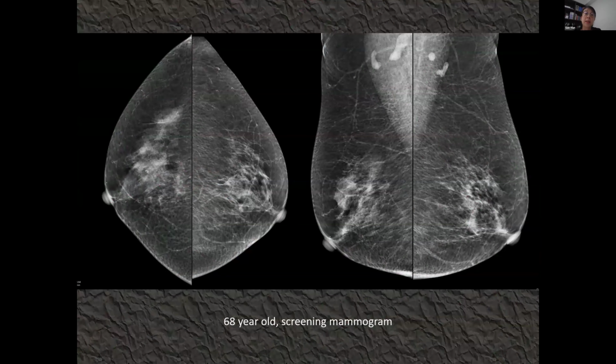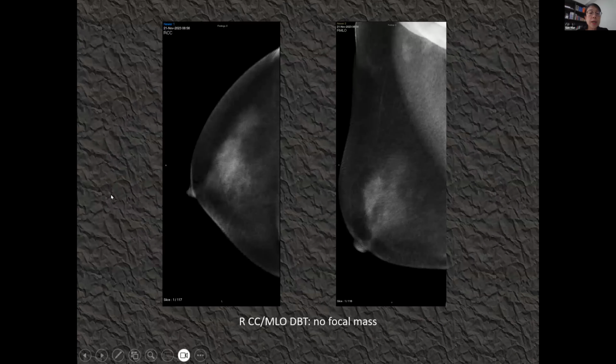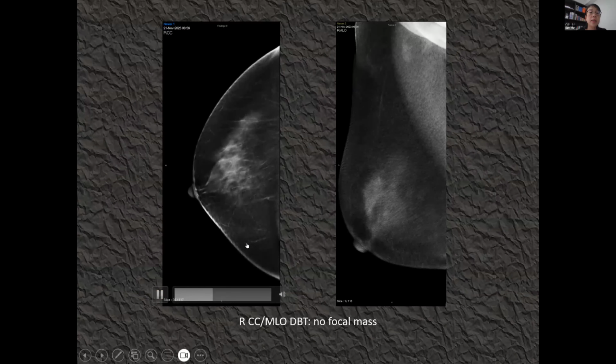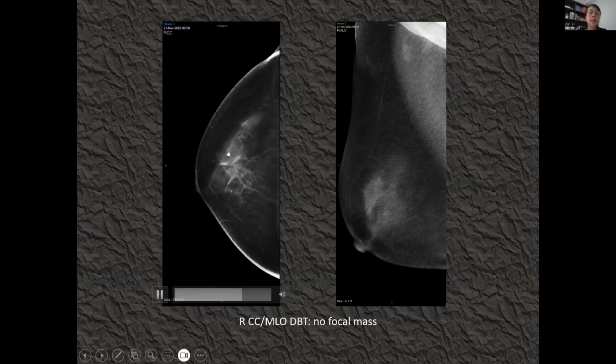Now let's take a look at some clinical examples. This is a 68-year-old lady who came for screening. She was recalled for an asymmetry that was seen in the right upper outer quadrant, as denoted by the pink arrow. So we recalled her, and one of the ways to work up an asymmetry is to perform DBT, tomosynthesis, which was done for this patient in the CC projection here. I'm running the CC DBT images here, and we can see that there is no focal mass in the outer breast here.